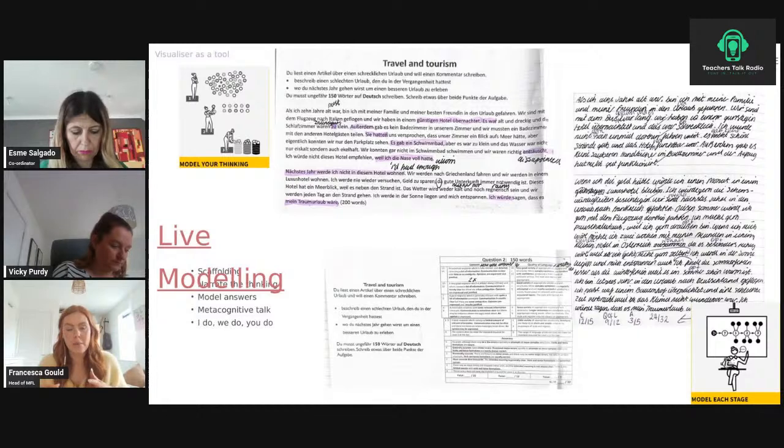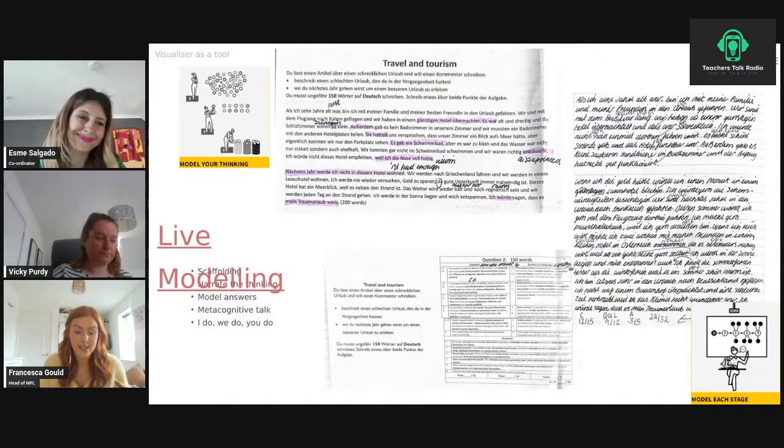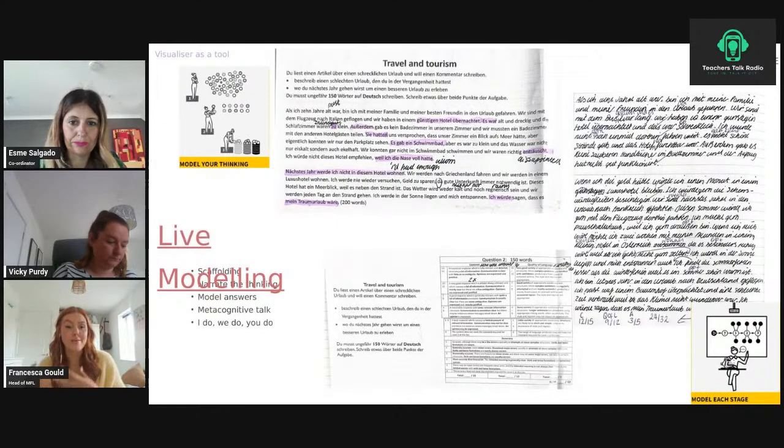And this is an example here on the right that a student wrote in class, and then I took it under the visualizer and I did some live marking. And I was able to showcase their work as an excellent example, but also mark it with reference to the mark scheme to show clear ways to improve.